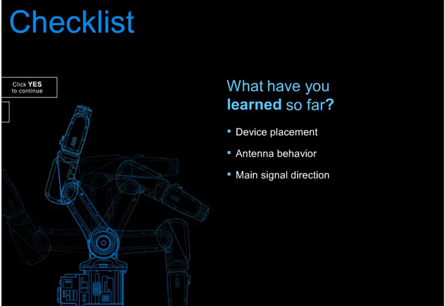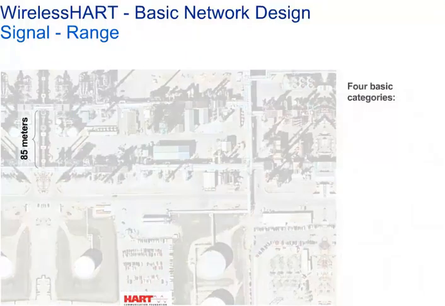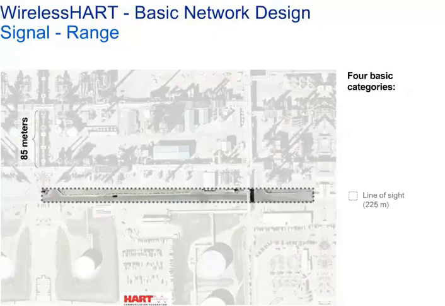Now we've described signal irradiation and device behavior, let's talk about the distance range that we can expect. Since a plant may vary in its density, sectioning it will help to achieve expected network behavior. We can see here a satellite picture of a typical plant, which we can section into 4 categories. Line of sight, where there are no obstructions in the line between devices, which would be the most desirable situation.